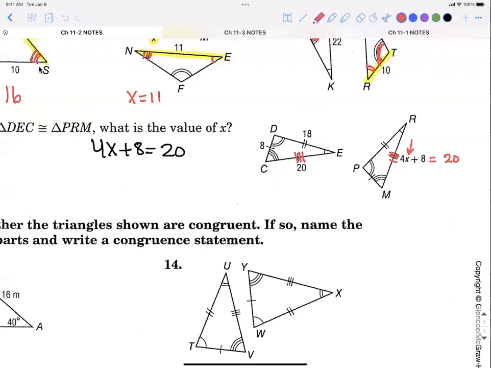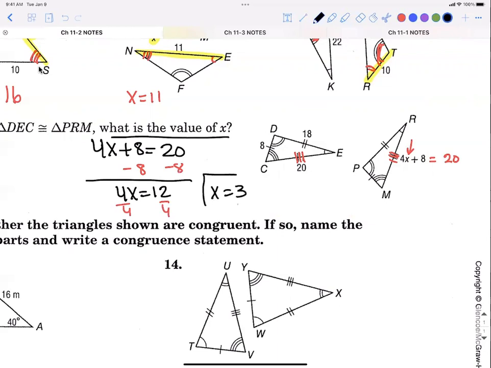Well, now we've got to solve it, and we've been doing this for months now, right? We're going to subtract 8 from both sides. That gives us 4X equals 12. We're going to divide by 4 and divide by 4, and we get that X equals 3. So we found the value of X, which was the instructions, by using the congruent triangles and a little bit of algebra. Okay?